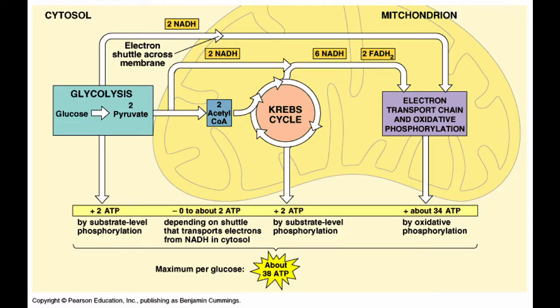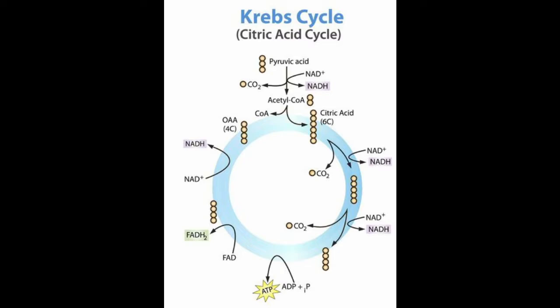The pyruvic acid produced by glycolysis will enter the Krebs cycle in the mitochondria. A carbon dioxide molecule will be released when pyruvic acid is broken down into acetyl-CoA. It then combines with a 4-carbon molecule to make citric acid. The 6-carbon molecule will then be broken down into a 5-carbon and then a 4-carbon molecule to be reused in the cycle. Carbon dioxide is released each time the carbon molecule in the Krebs cycle is broken down. The total net yield for a pyruvic acid molecule in the Krebs cycle, or 2 turns for each glucose, is 2 ATP, 6 NADH, 2 FADH2, and 4 carbon dioxide molecules.